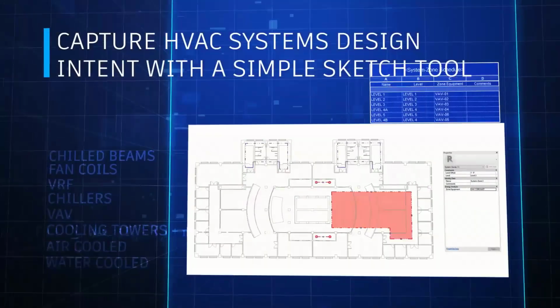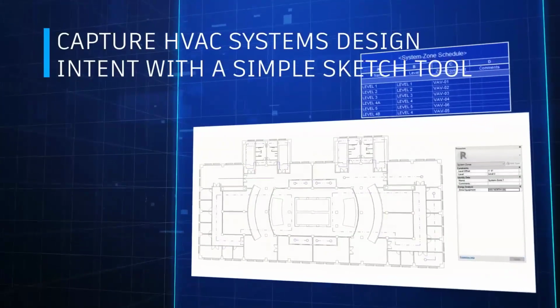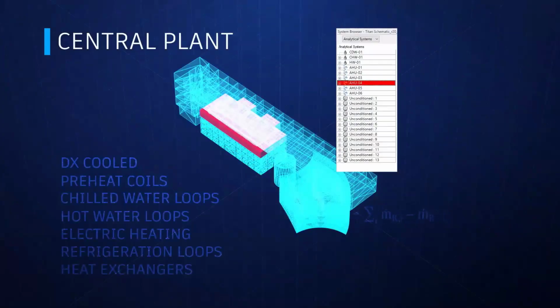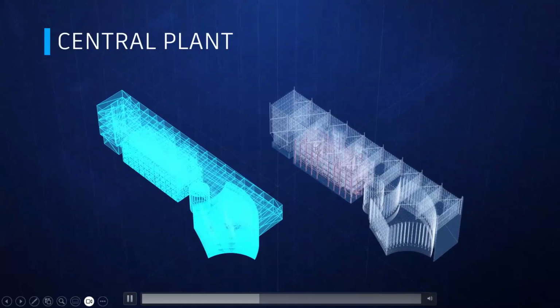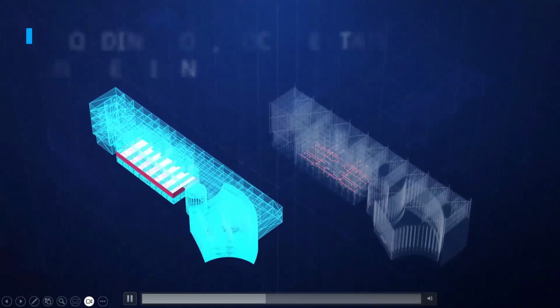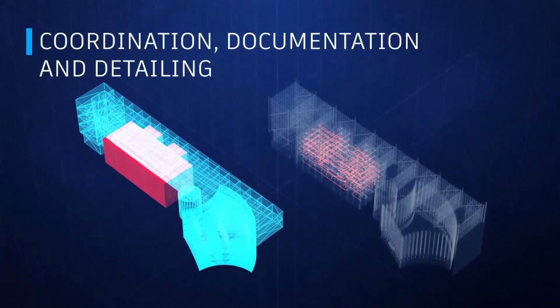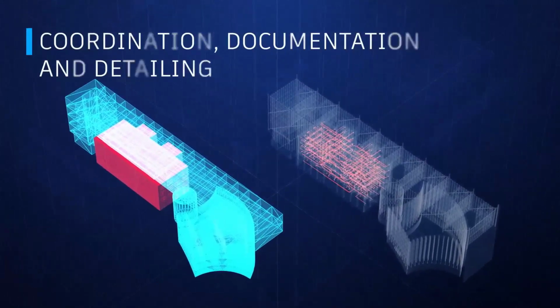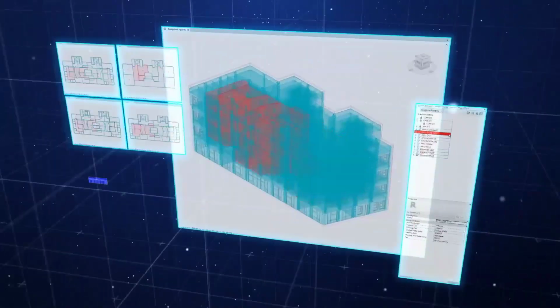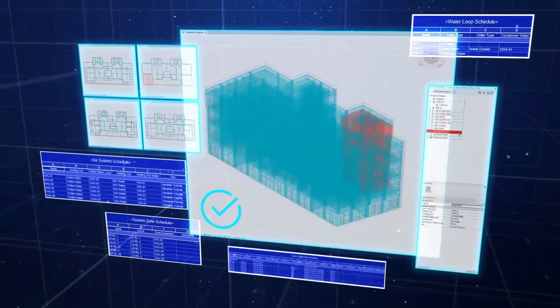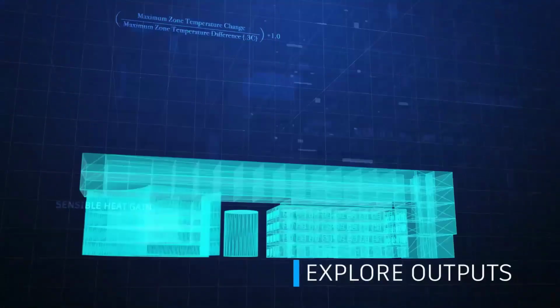Capture HVAC system design intent with a simple sketch tool, attaching smart system objects from an extensive range of types to define which systems serve what regions of the building. This forms the basis for analysis, as well as downstream coordination, documentation, and detailing. Use Revit views and schedules to validate the model before analysis, and explore model outputs in graphical and tabular form.